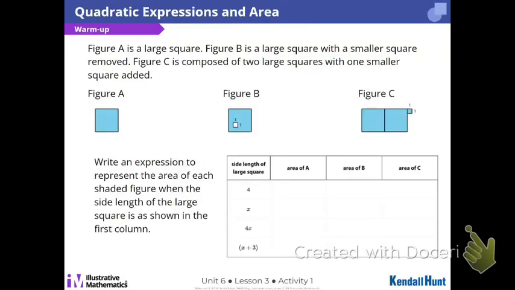So we're only going to focus on figure A to start. I think we're going to look at doing all of figure A first. So figure A, if a side length is 4, this side length is also 4, which would give us an area of, I'm going to write 4 squared, but we know that's 16.